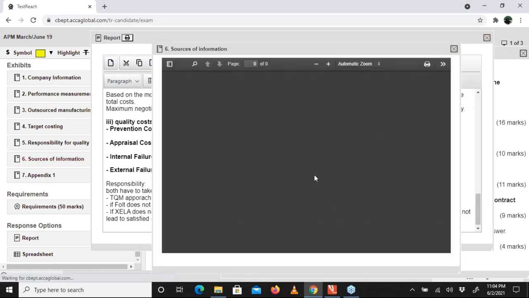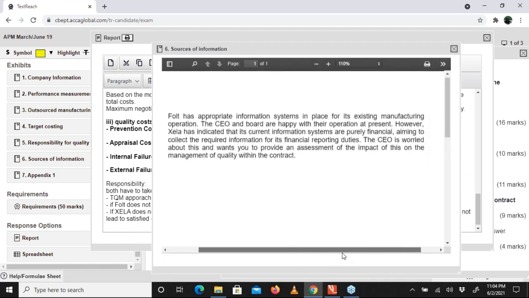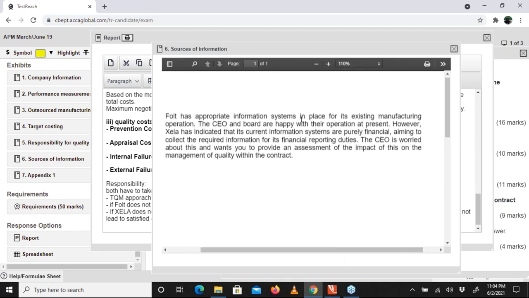Now we are left with the last part of the question. And what does it say? It says Fold has an appropriate information system in place for its existing manufacturing operation. The CEO and the board are happy with their operation at present.